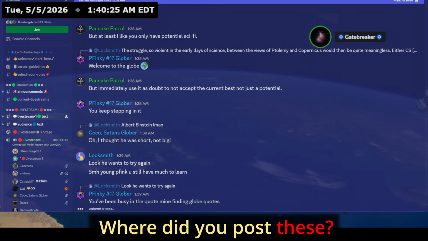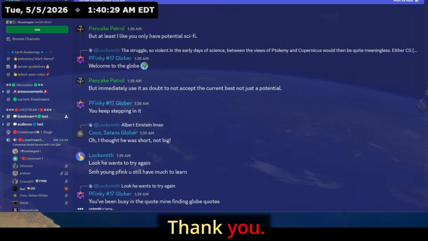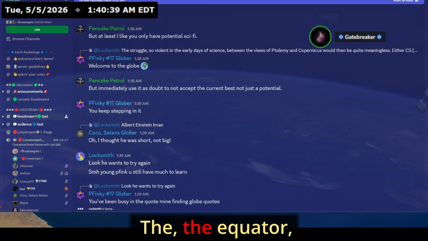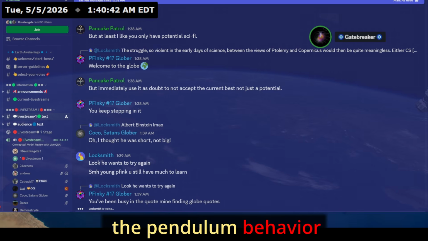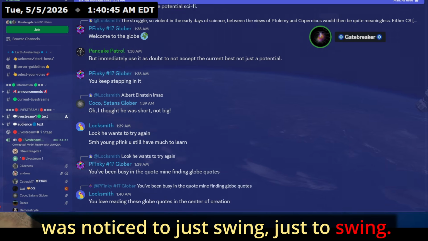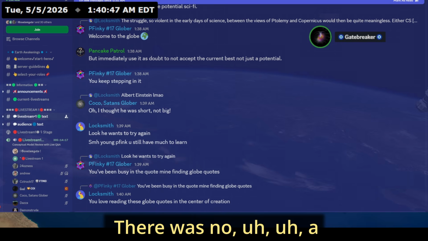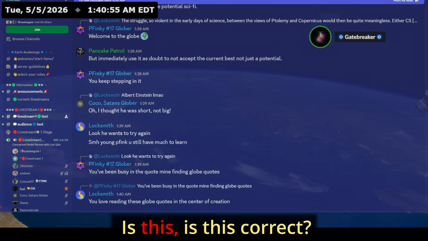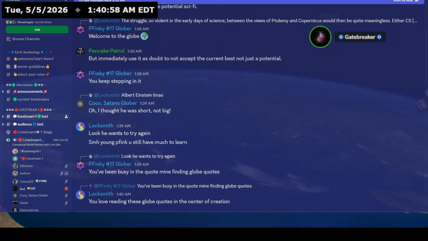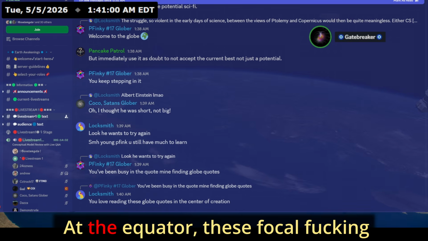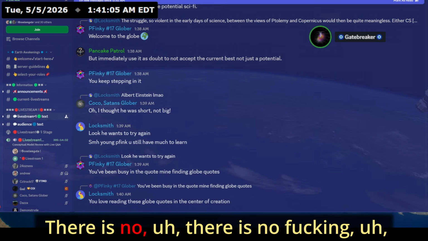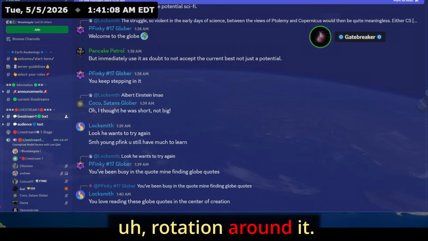Where did you post these? In the live stream text. I'm just doing it from memory, in real time. The equator, the pendulum behavior was noticed to just swing backwards and forwards. There was no drift, or whatever words they call it. It just swings back and forth at the equator. Is this correct? I'm ready to correct in real time. At the equator, these pendulums just swing back and forth. There is no rotation around it.